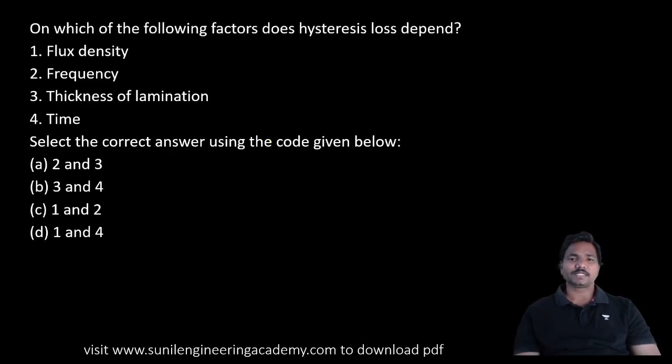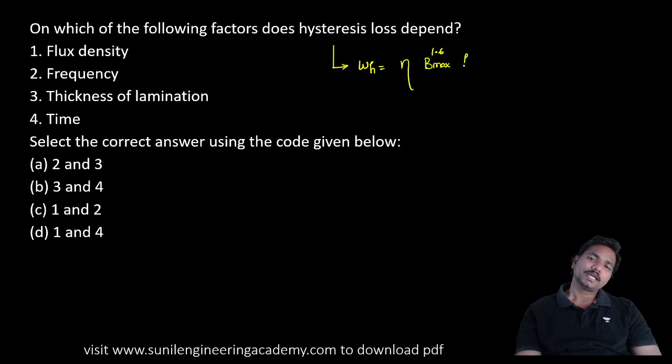On which of the following factors do hysteresis losses depend? I have already given the formula. Hysteresis losses equal eta times B max power x or 1.6 times F into V. So it depends upon flux density. Yes. It depends upon frequency. Yes. Hysteresis losses may not depend upon the lamination and time. So 1 and 2, which means option C.